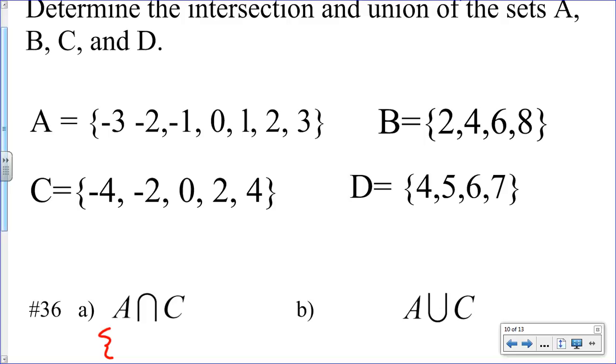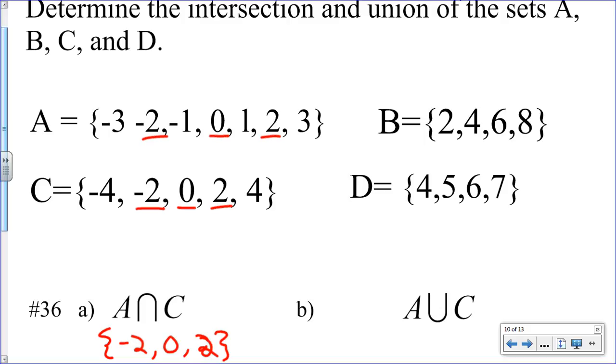Okay, so we're going to write these least to greatest. -2. What else? Okay. 2. And is that it? Any other numbers that they have in common? Okay, so -2, 0, and 2.